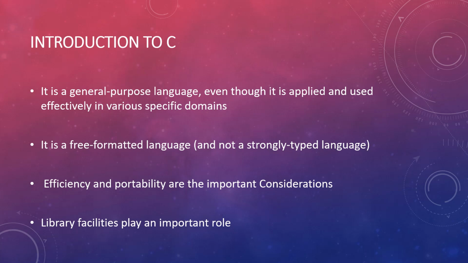Example, C is used to write operating systems like Unix, and its influence is seen in many other modern operating systems. It is also used in developing embedded systems like microcontrollers due to its low level access to memory and hardware. Then second, it is a free formatted language. A free form language is one where the positioning of characters on the page is generally not significant. In C, white spaces like spaces, tabs, new lines are mostly ignored, except when separating tokens. This gives programmers flexibility in formatting their code.